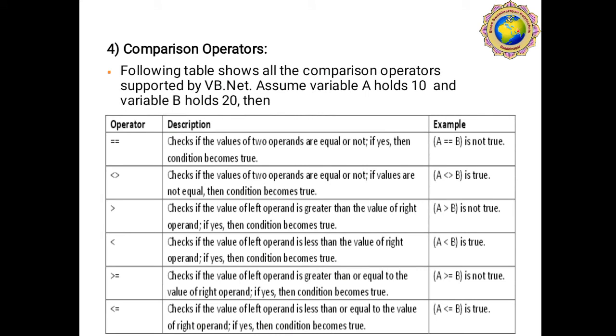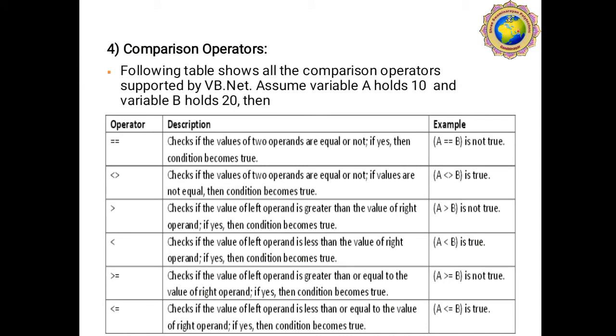Next, comparison operators. The following table shows all the comparison operators supported by VB.NET. Assume here the variable A holds the value 10 and the variable B holds the value 20. Then we see how to apply the comparison operators using these symbols. So A equals 10 and B equals 20. Just assume that in your mind.